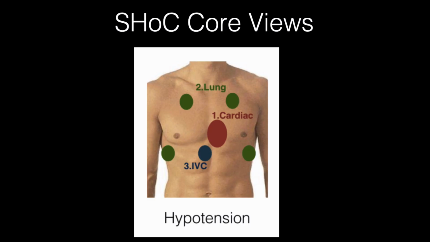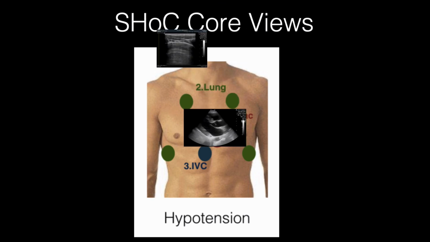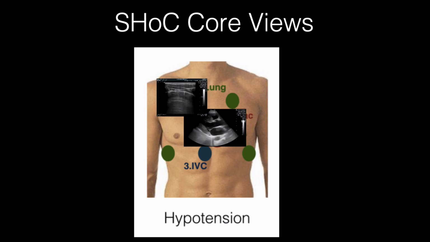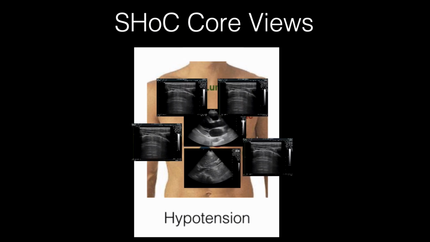So our core views will be those cardiac views, inferior vena cava, and those lung views, two at the apex of the lungs and two at the lateral lower portions of the lung. Here are our core views. The parasternal long will give us what we need as far as pericardial fluid assessment and gross left ventricular function assessment.